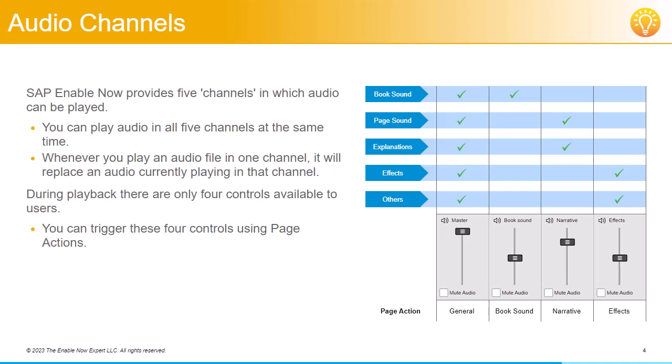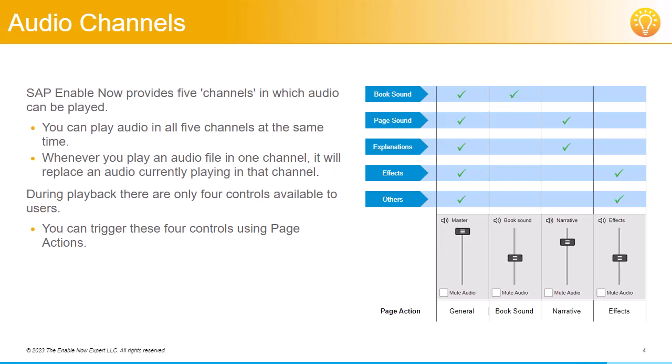So to effectively illustrate the use of different channels, I'm going to play audio in all 5 channels at once. You'll hear some background music in the book channel and then separate audio in each of the other channels stating what channel the audio is being played in.